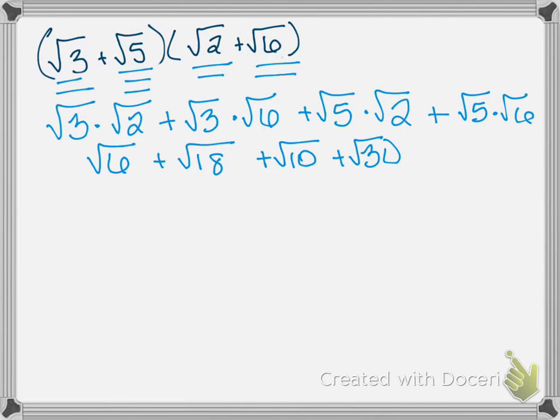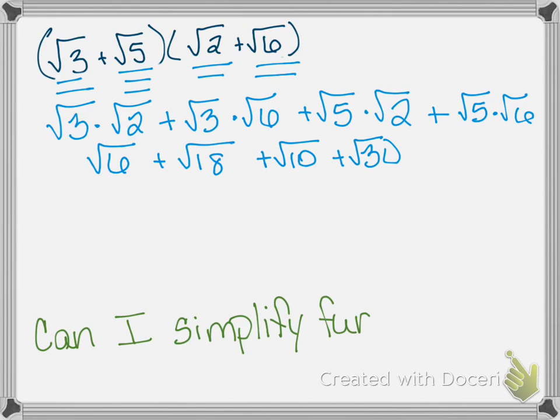Now, the question that we ask ourselves when we think we're done, can I simplify further? We always ask ourselves, can I simplify further? And hopefully you go one by one. Square root of 6, does it have a perfect square in it? No. Square root of 18, is there a perfect square in it? Yes. There is. What is it? 9 and 2.